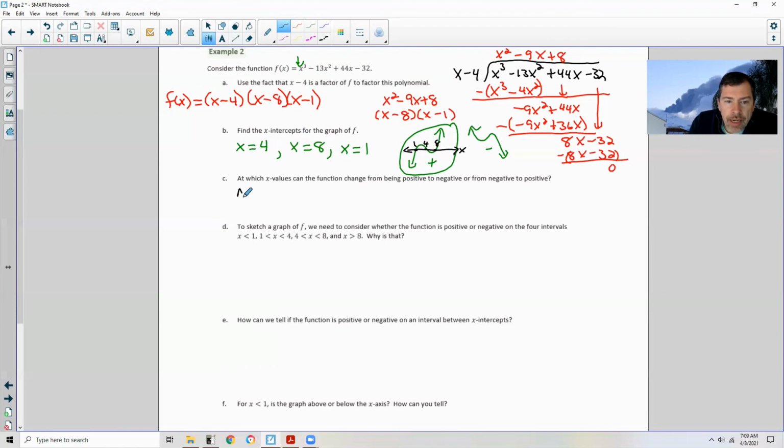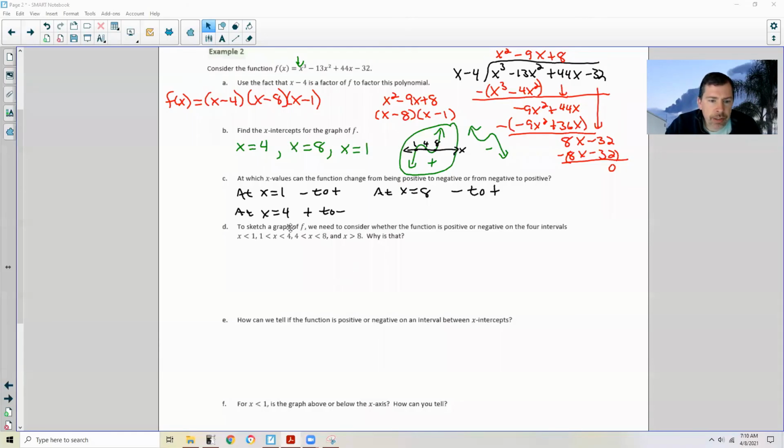So I would say at x equals 1, it went from negative to positive. At x equals 4, it went from positive to negative. And at x equals 8, it went from negative to positive.